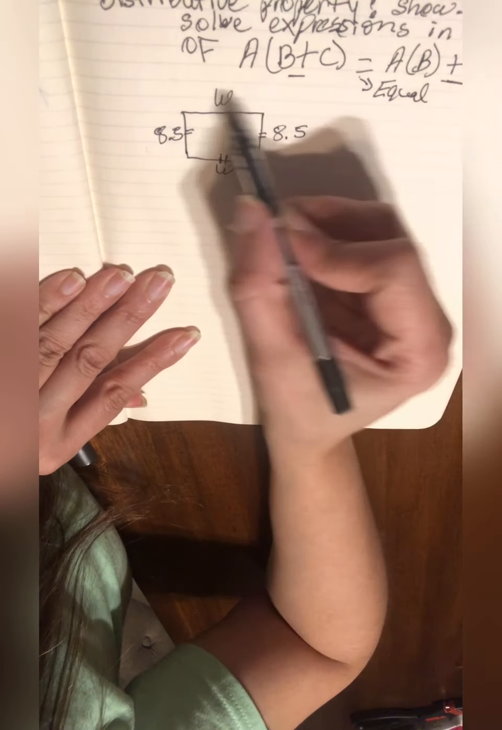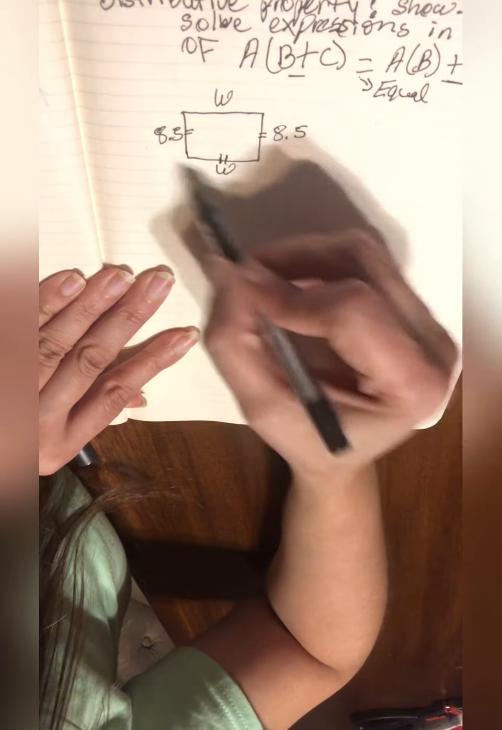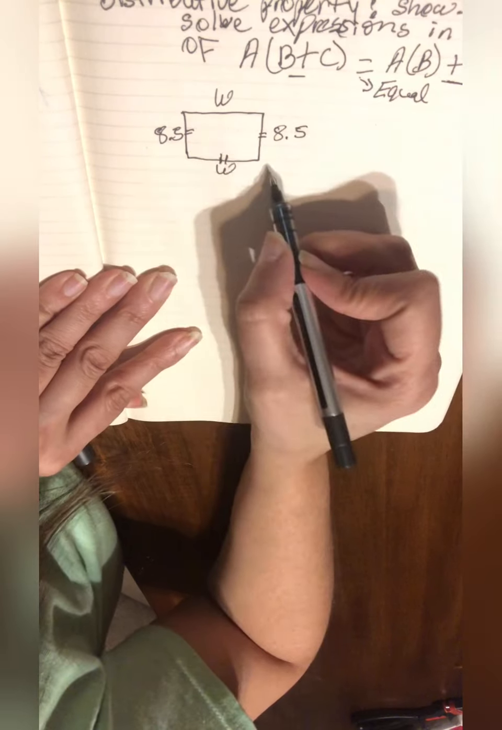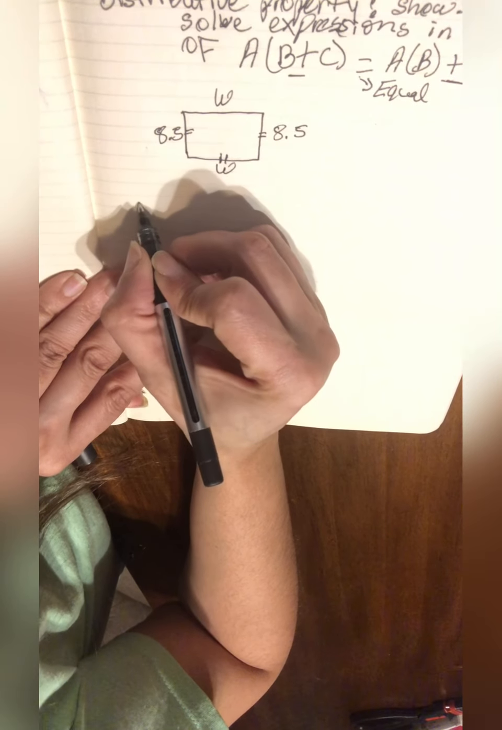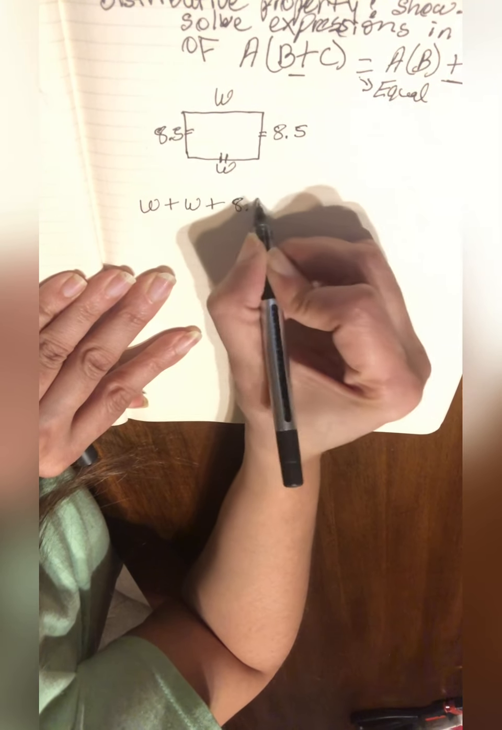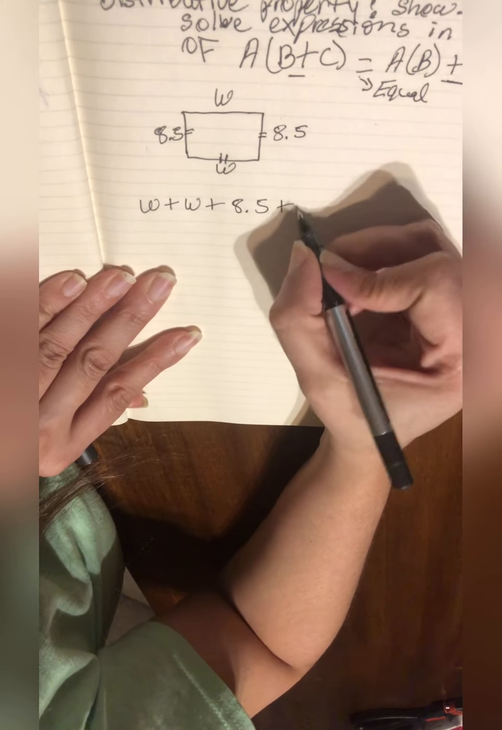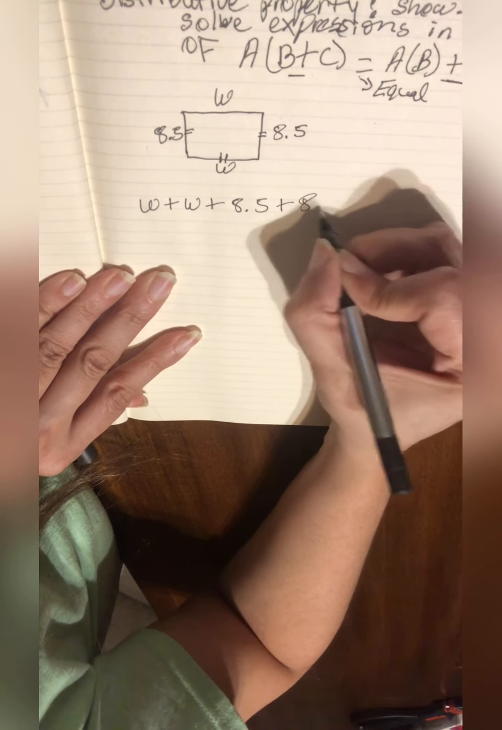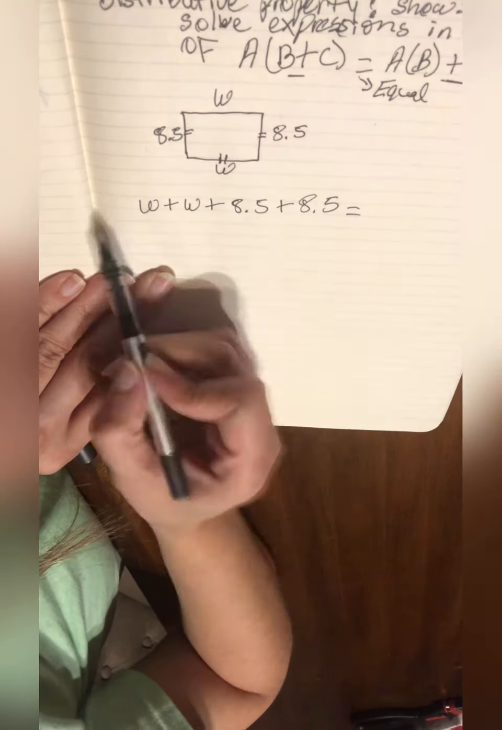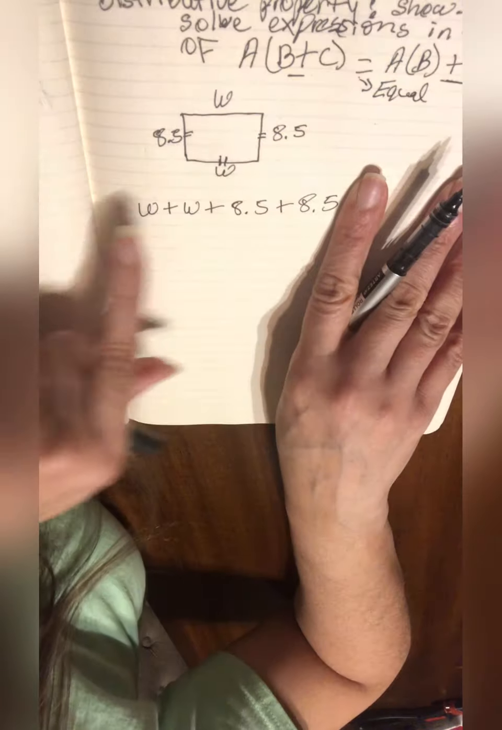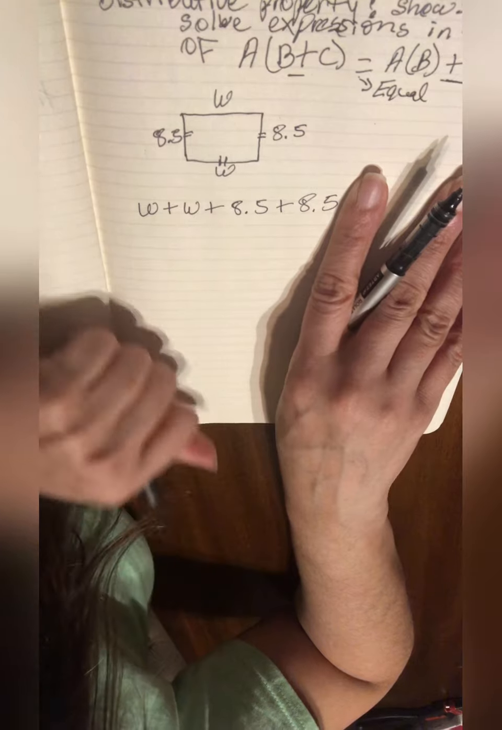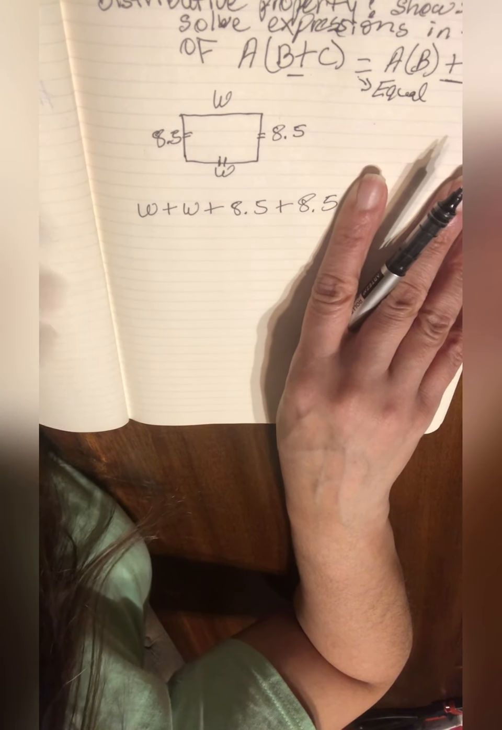And remember that perimeter is the addition of all the sides. So I'm going to first show it to you as an addition. So we have 4 sides. That means W plus W plus 8.5 or 8 and 5/10 plus 8 and 5/10, right? So then this is an expression without the equal sign. This is an expression. It is a variable expression because it has variables and it has numbers and it has operators, right? It has mathematical operations.